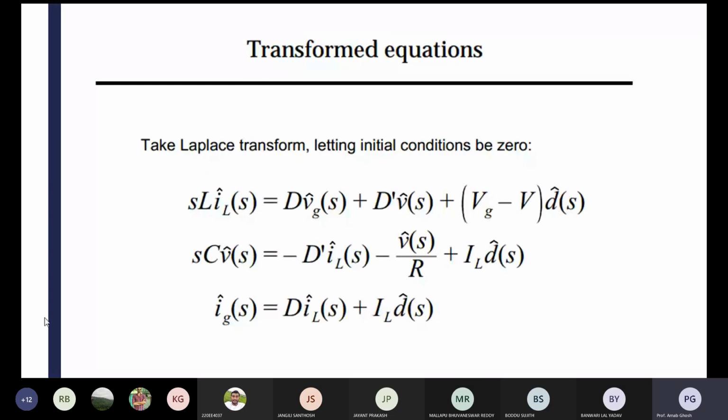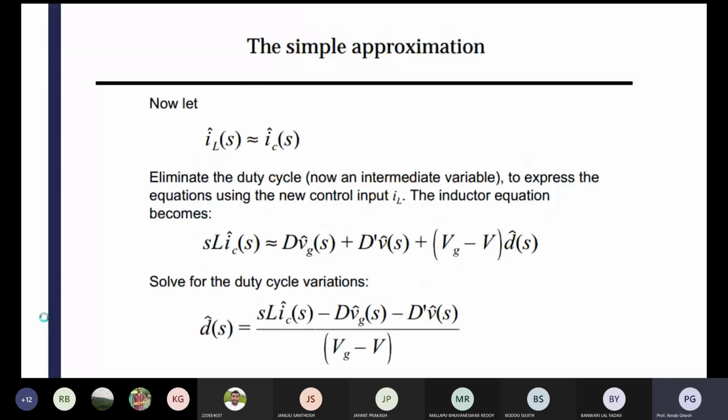Okay, so all the cases that transform by Laplace transformation are implemented, and you can calculate the simple approximation. So you are placing IL cap S equal to IC cap S. Okay, so you can simplify the value, and finally you will get the duty ratio, with the basic expressions of IL cap S minus VD cap S minus VS, VD cap S divided by VG minus V. So that expression you are getting for the duty ratio.